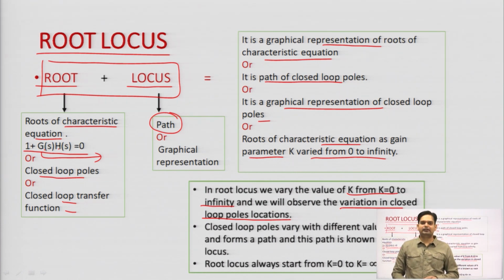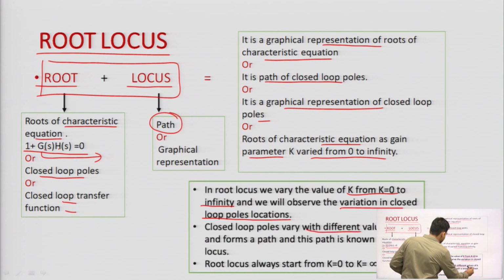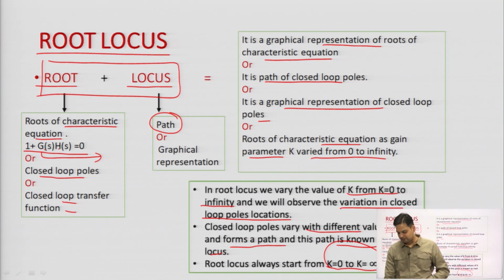Whenever we are dealing with the quadratic equation, it means we are dealing with the closed loop poles directly. So, when I vary the value of k from 0 to infinity, we are varying the location of the closed loop poles. Or we can say the closed loop pole varies with different values of k and forms a path, and this path is known as the root locus. So, the root locus always starts from k equal to 0 and terminates at k equal to infinity.